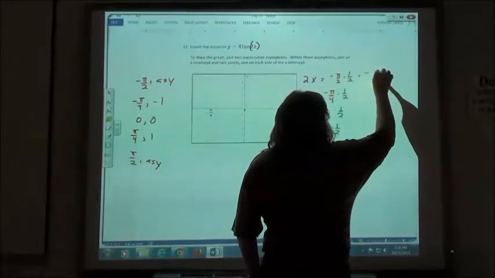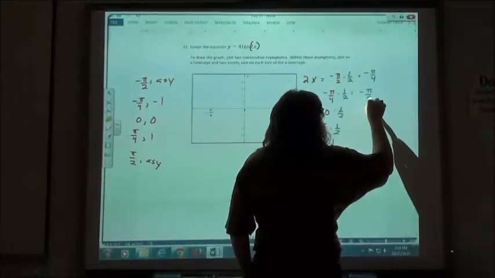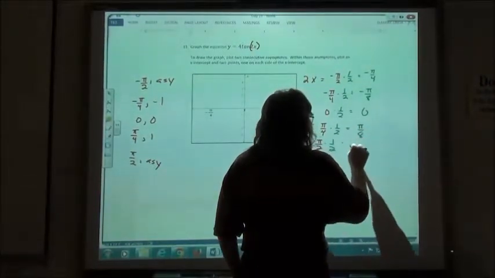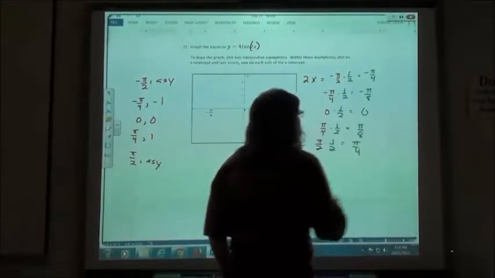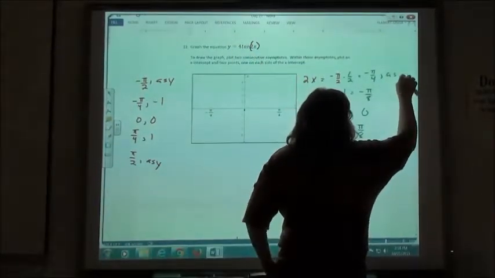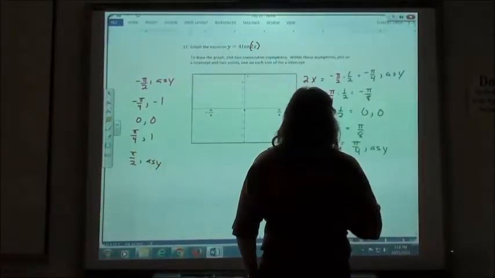So I get negative pi over 4, negative pi over 8, 0, pi over 8, and pi over 4. So we are doing the tangent. We have an asymptote at the beginning and an asymptote at the end and 0 in the middle.